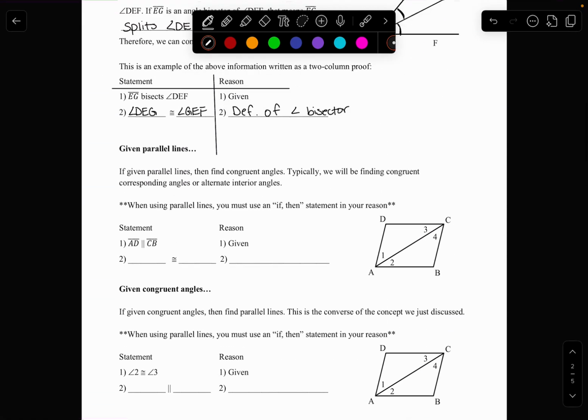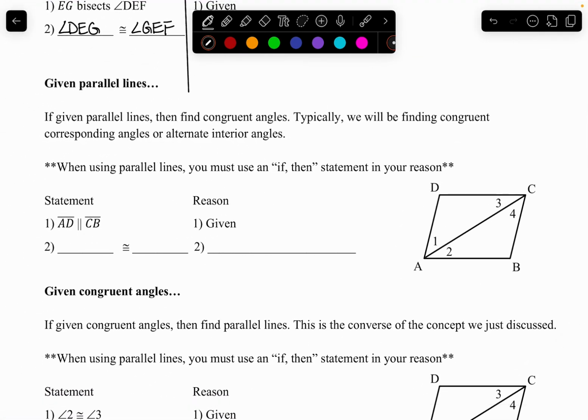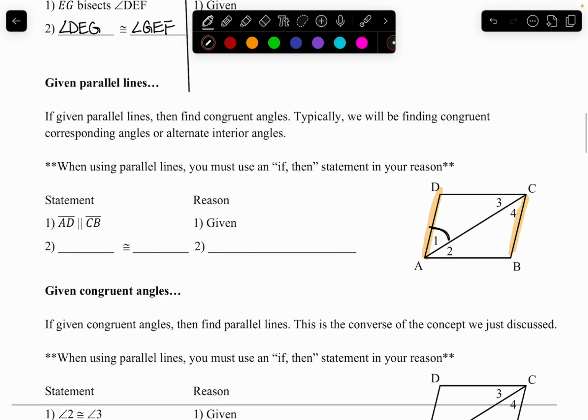So let's go back up here, and let's look here. If given parallel lines, find the congruent angles. Okay, so they're telling us here that AD is parallel to CB. That was given. I don't know anything about DC being parallel to AB. So what I have to look for, now that I've got parallel lines, is angle pairs. The only angle pairs that I will know are the angles that are touching the parallel lines. So for me, that's going to be angle 1 and angle 4, okay? That's the only thing that I know. So we're going to say angle 1 is congruent to angle 4.